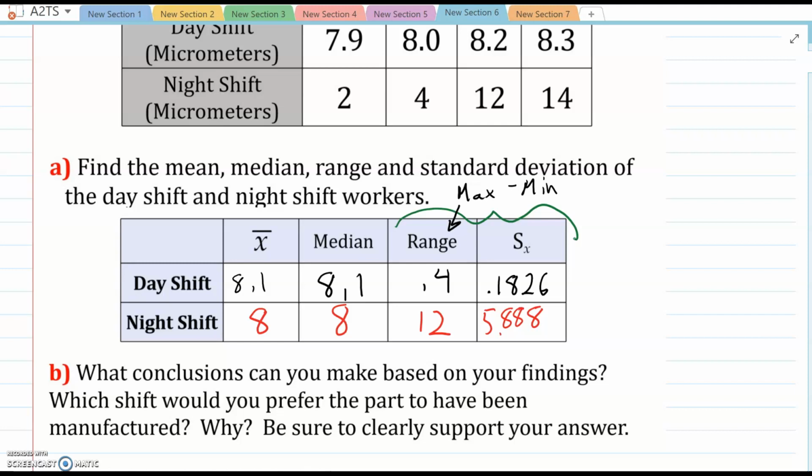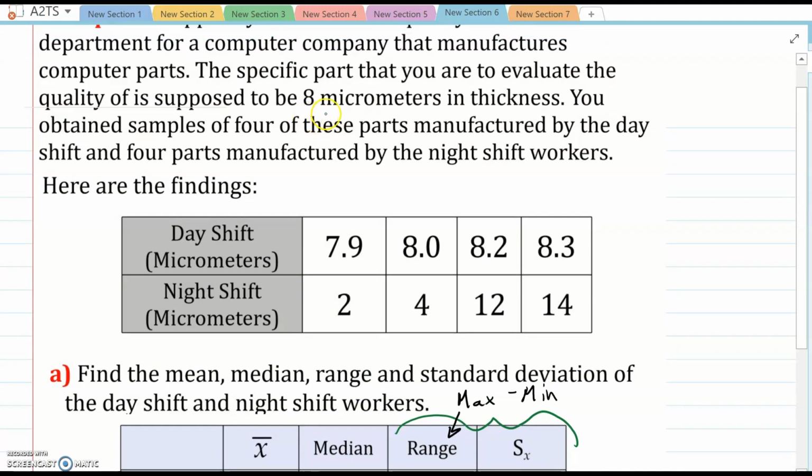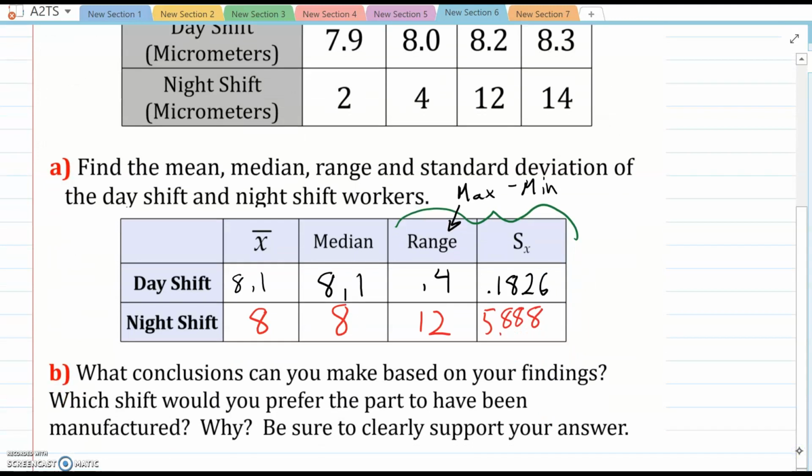Now, if I'm looking for something where I've got to have some accuracy, and this said that I was looking to be 8 micrometers in thickness. Okay, well, as an average, they are 8 micrometers in thickness. But let me be honest, as somebody who would hire somebody, I want the day shift to do it for me because I know that they're going to be very, very consistent. Whereas the night shift, they may have an average value that's okay, but individual parts, not so much.